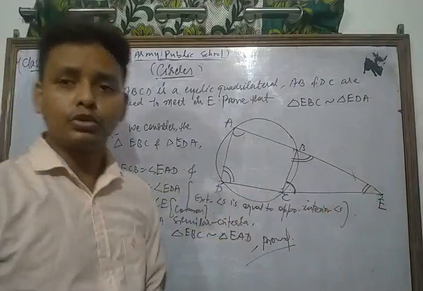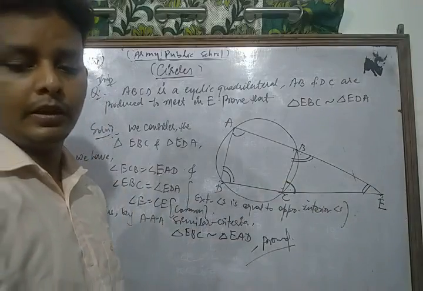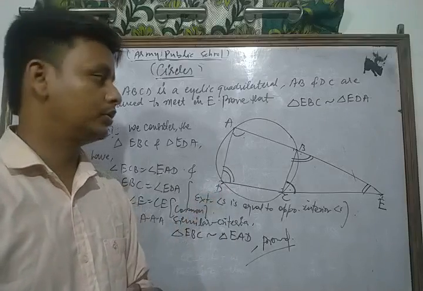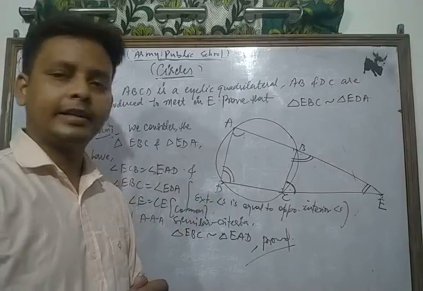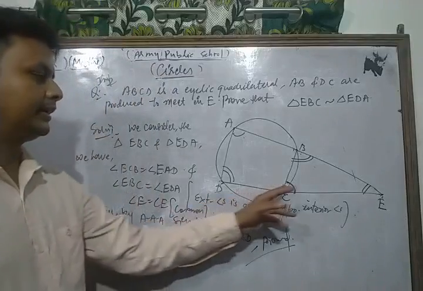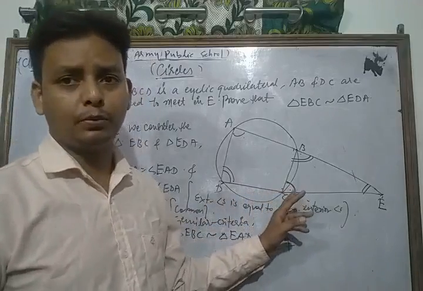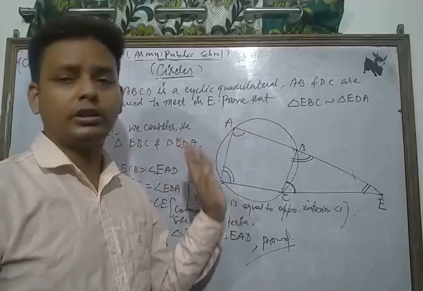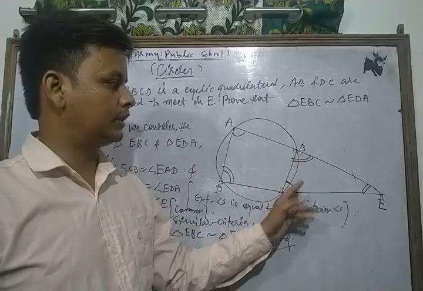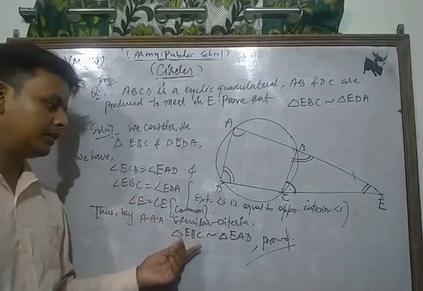So this is one of the most important questions of your syllabus. Let's see once more, dear students. Here two sides of the cyclic quadrilateral are produced, AB and DC, which intersect each other at E. We have to show that EBC and EDA are similar. We already discussed the theorem: if one side of a cyclic quadrilateral is produced, then the exterior angle is equal to the opposite interior angle. We apply the same concept for C and D, and the angle E is common. Thus by AA similarity we prove it.